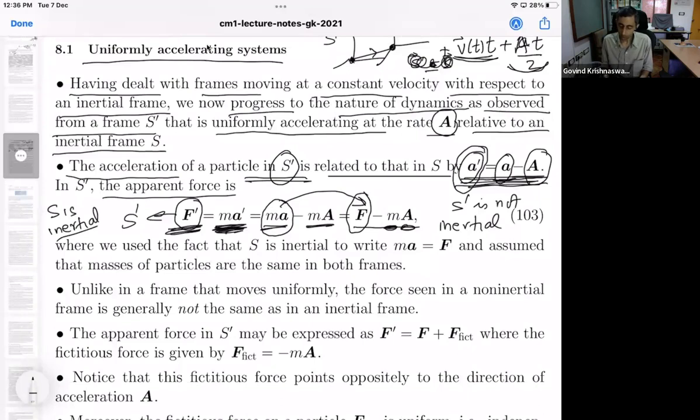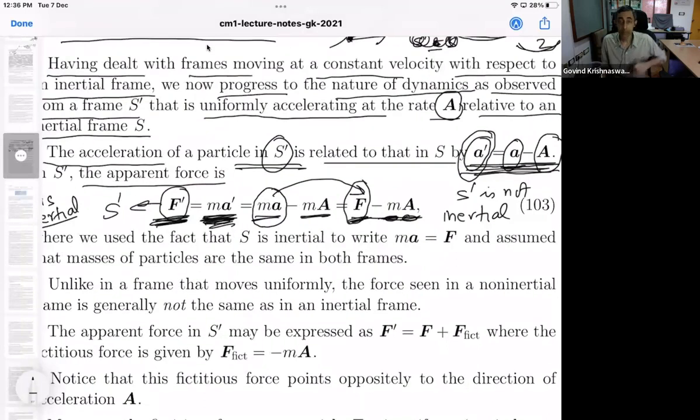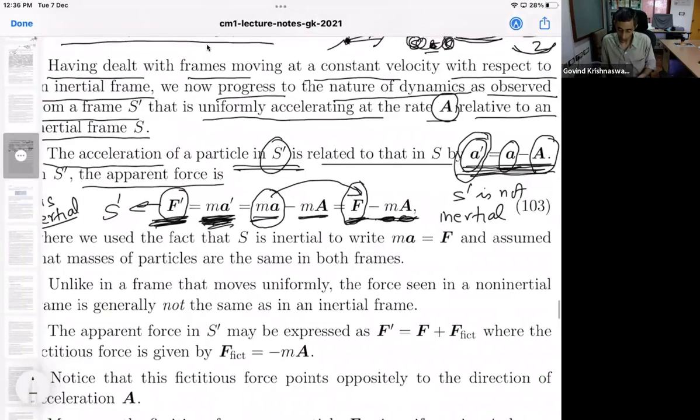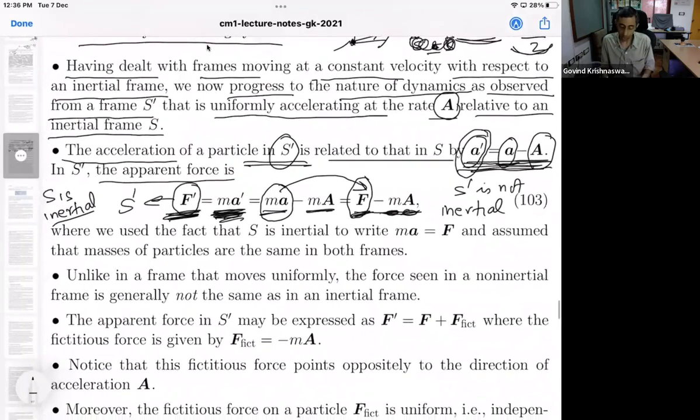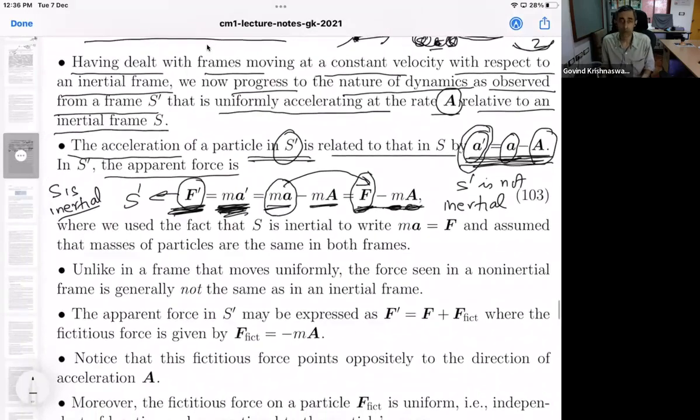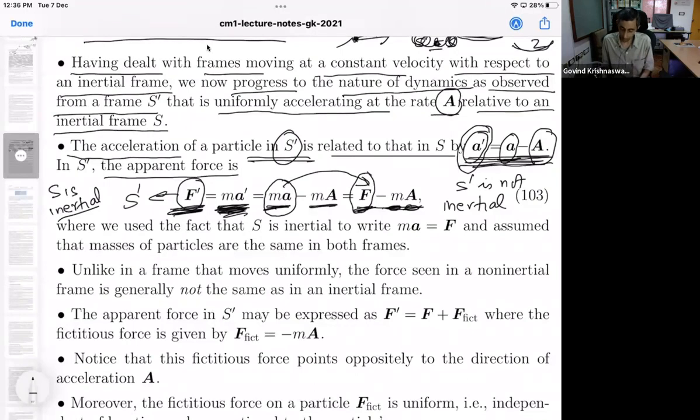In particular, Newton's second law does not take the same form in S prime as it did in S. Because if it did, it would simply say that m a prime is equal to force. But that is not true. There is some additional term. We have, of course, assumed that the masses of the particle are the same in both frames. So that is part of the assumption.